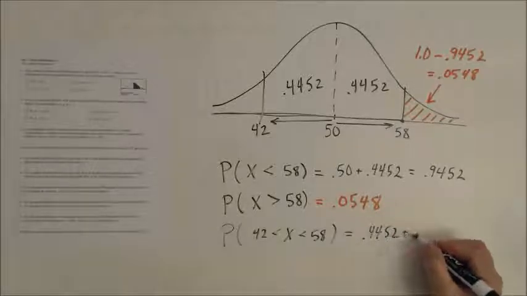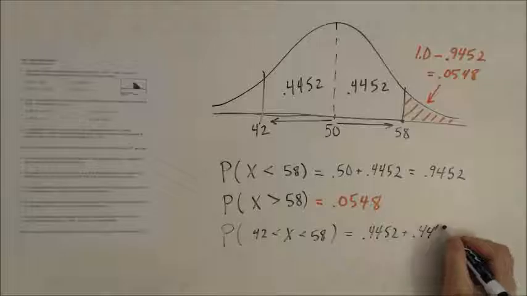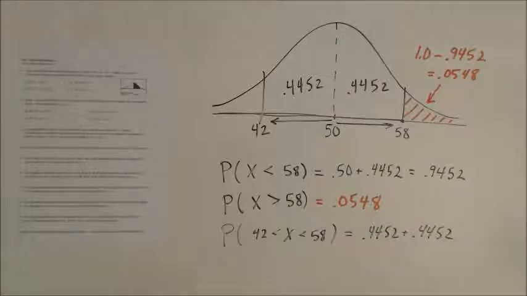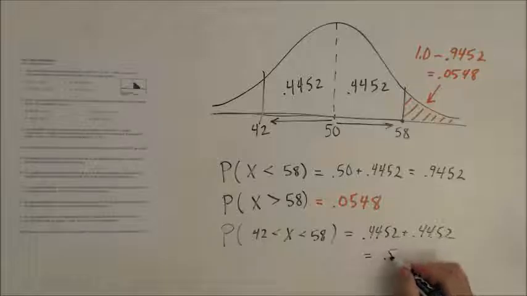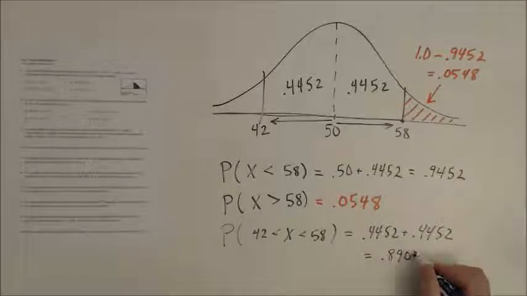Thus we have 0.4452 plus another 0.4452. That's a total of 0.8904, or about 89%.